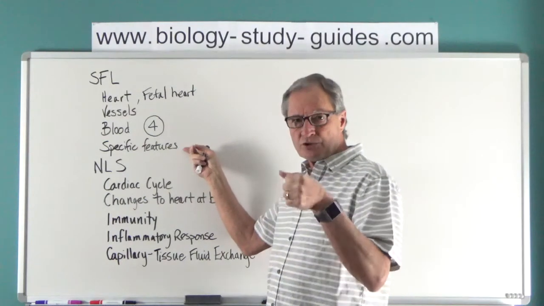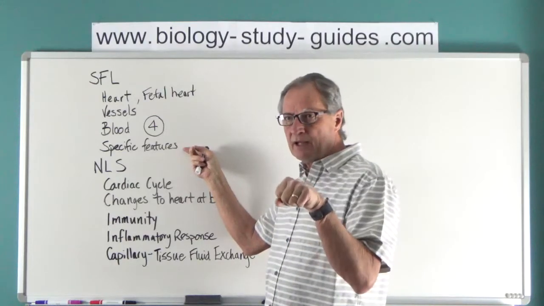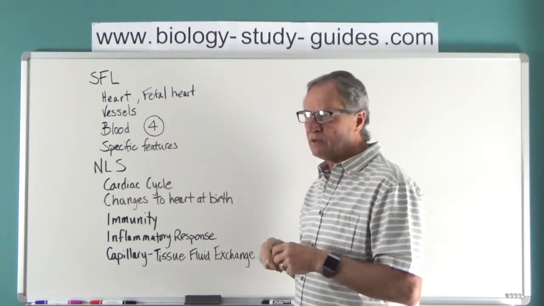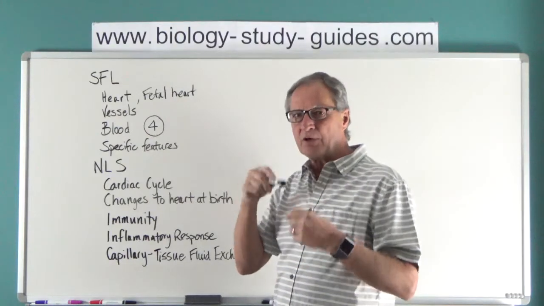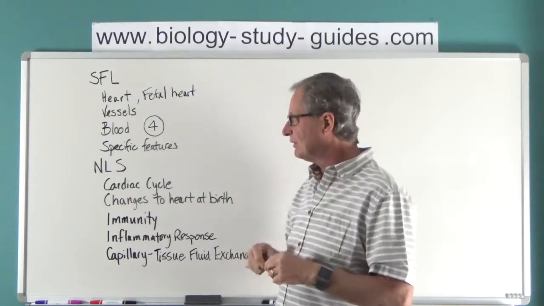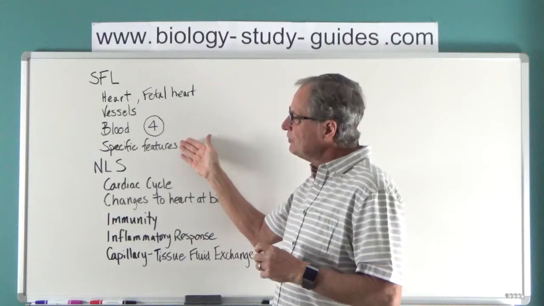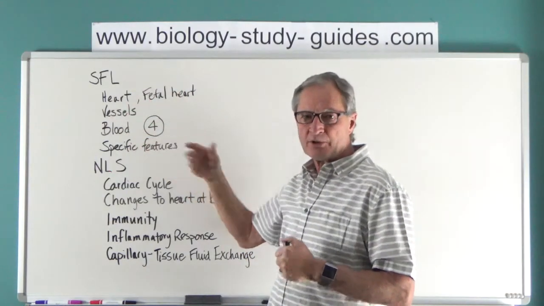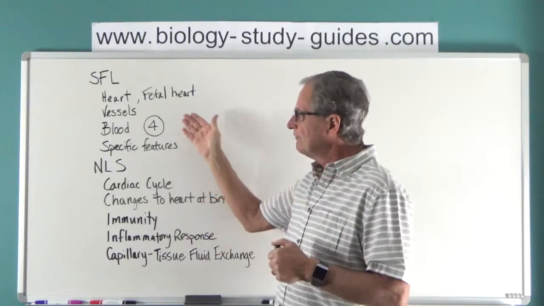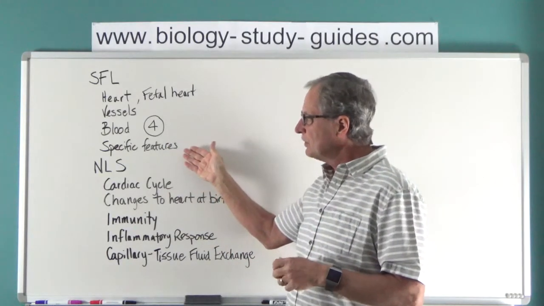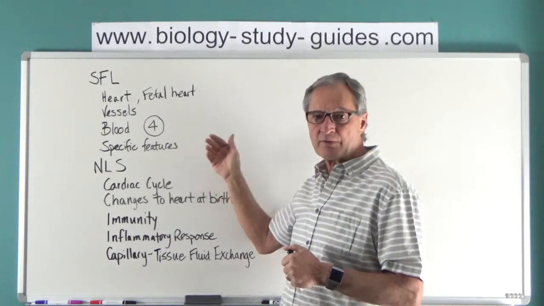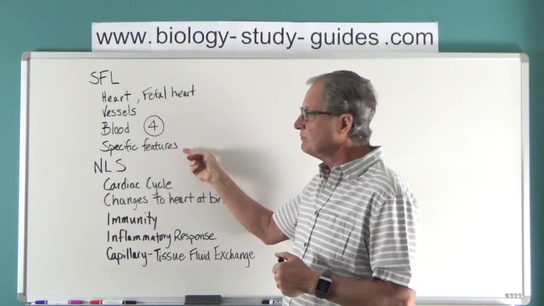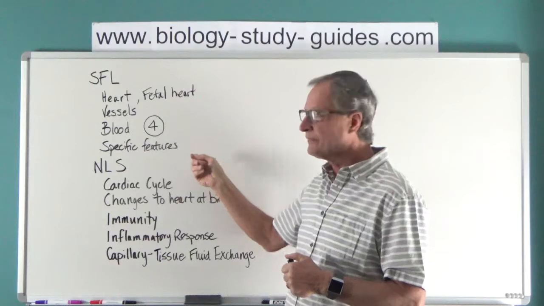The sphincter muscles at the capillary end of the arteriole. Sorry, I said that wrong. So there's some specific features. So as you go through all the information about the structures in the heart, in the vessels, the blood, if you come across specific features, make a note of them. They only show up once. Another one that relates to the fetal system is the umbilical cord.